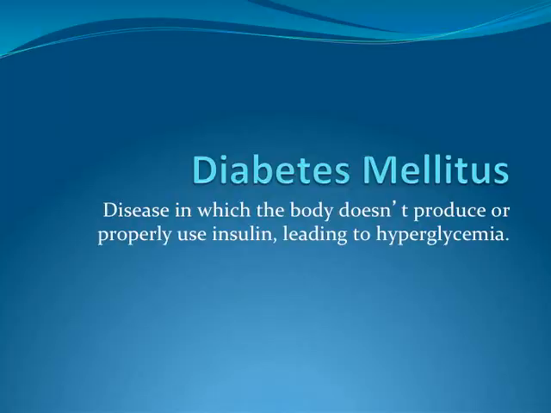So today I'm going to talk about diabetes mellitus, which is a very common disease, and I'll talk about the statistics associated with it. So what is diabetes? It's basically a disease in which your body either doesn't produce enough insulin, or it's producing a lot of insulin, but your body cells become resistant to this insulin.